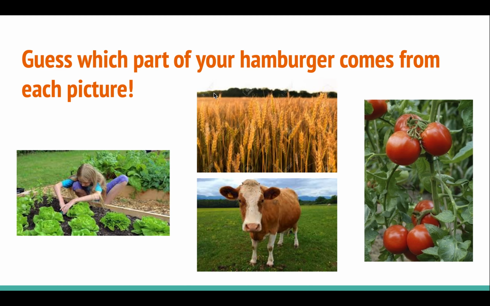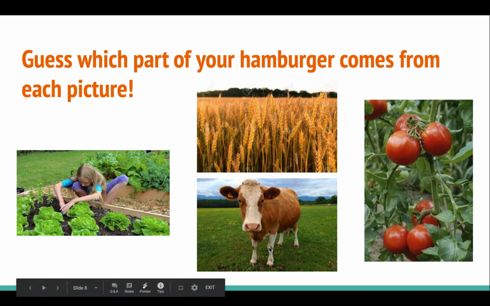Okay, moving on to our next picture. Which part of our cheeseburger do you think would come from this picture? Exactly, this is the bun, and this would be a grain. And where do you think this grain, probably wheat, is growing? I think it's growing in the soil. Yes, correct. Okay, moving on to this picture of this cute little cow.